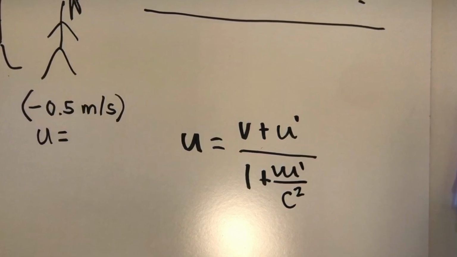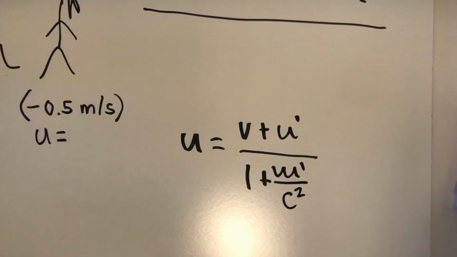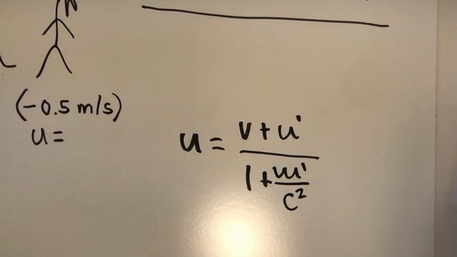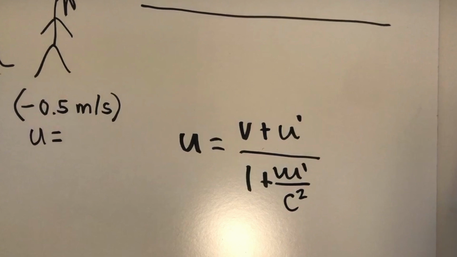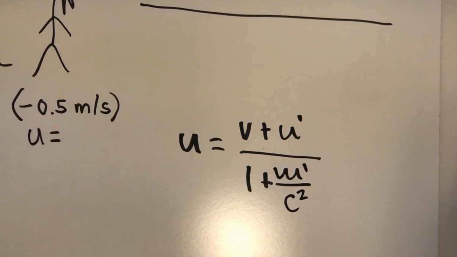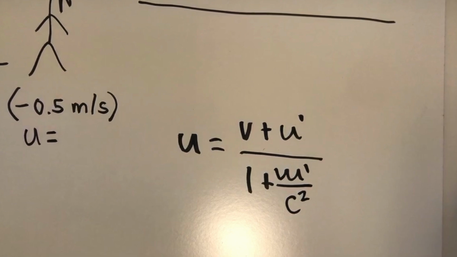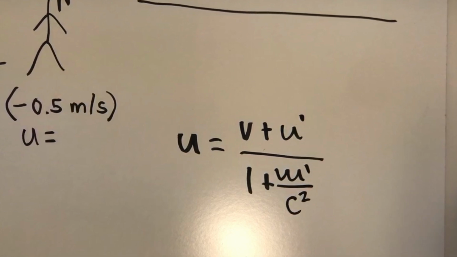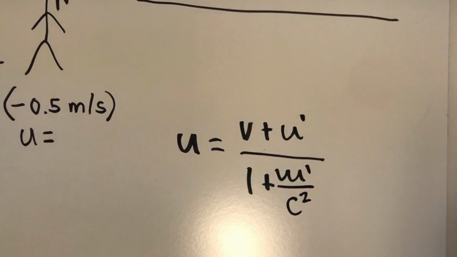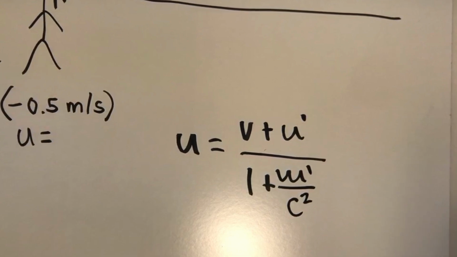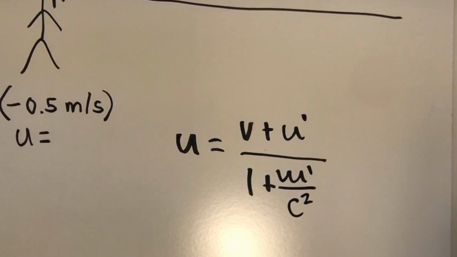Note that the term vu apostrophe over c squared becomes very small at low velocities, and this formula gives a result very close to classical velocity addition in that case. Keep in mind that velocities cannot add to greater than the speed of light, provided that v is less than c, and u apostrophe does not exceed c. As before, we see that classical velocity addition is an excellent approximation to the correct formula for small velocities.